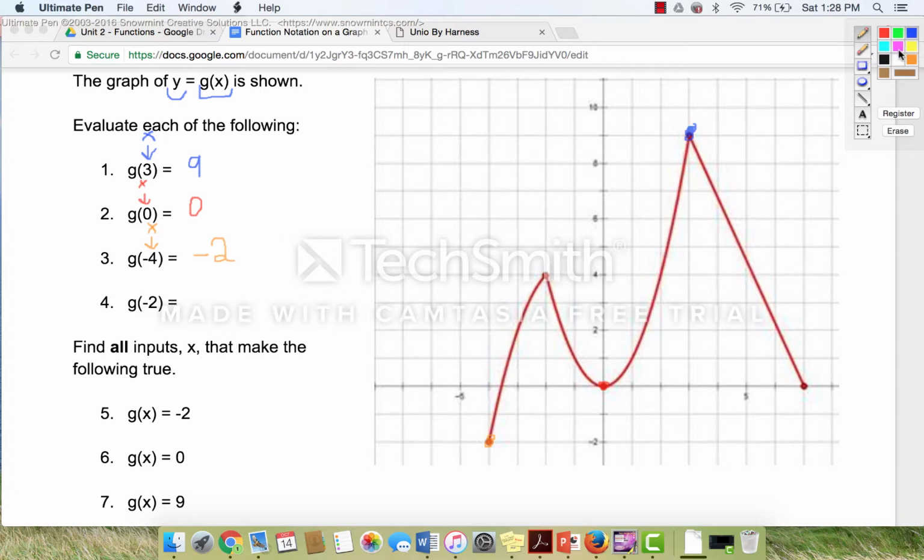Now we are up to g of -2. So same thing every time. -2 is my x value. When x is -2, what is y? Well, when x is -2, y equals 4.